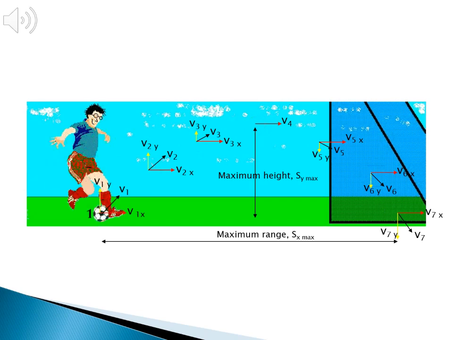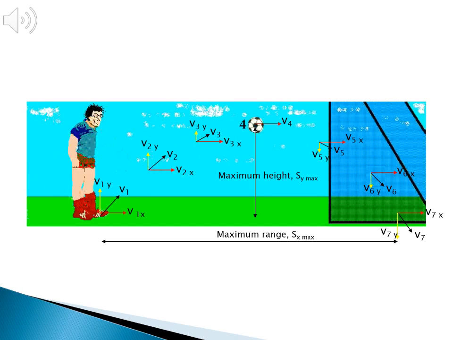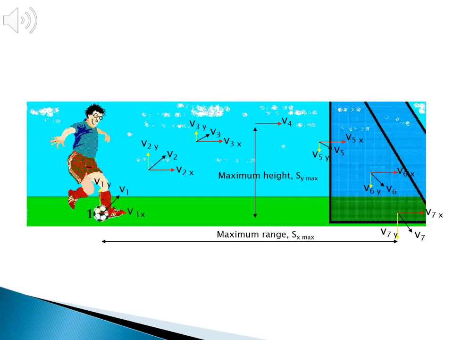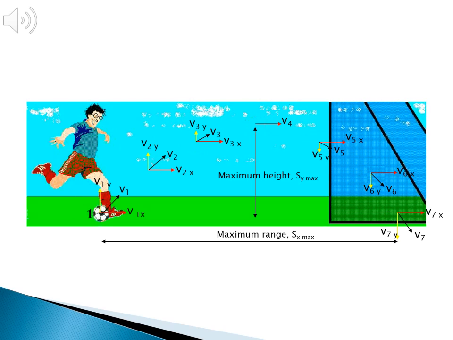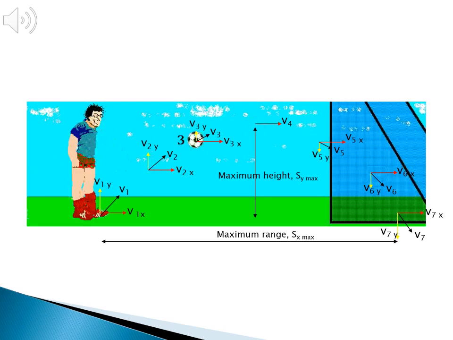Other than that is kicking the ball by the player. If a ball is kicked with an initial speed of 20 m/s at an angle of 30 degrees above the horizontal, you can find the horizontal and vertical components of the velocity, the time of flight, the range and the maximum height.